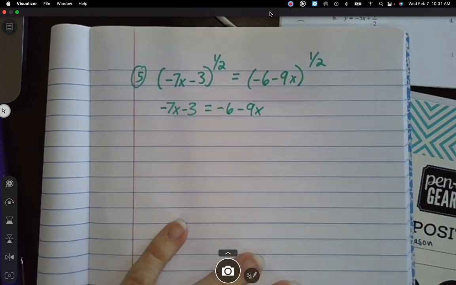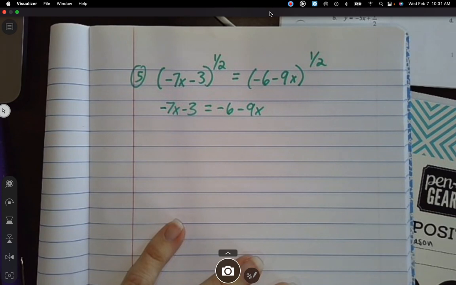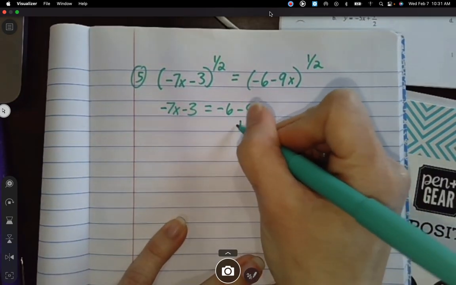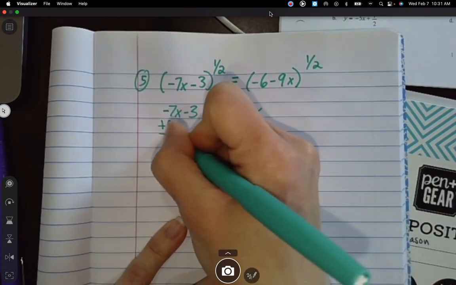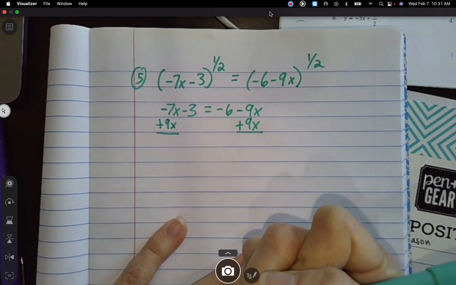Okay? Now, it doesn't matter if you move the 7 or the 9. I always move the smaller one. And since they're negative, which one's really smaller? The negative 9. So that's why I'm going to add 9x. I try to make my negatives go away if I can. It doesn't matter. You'll get the same answer.